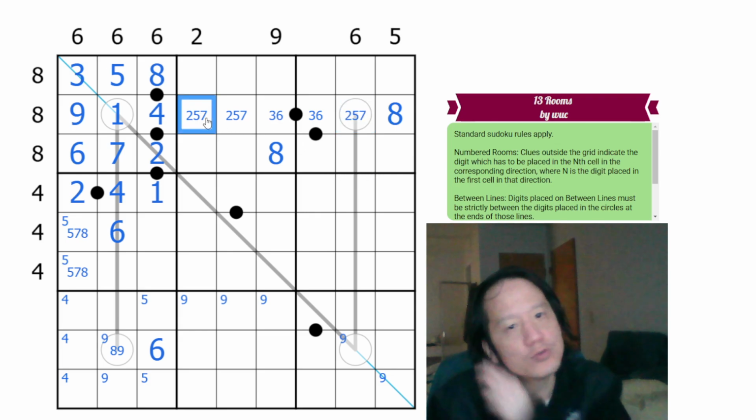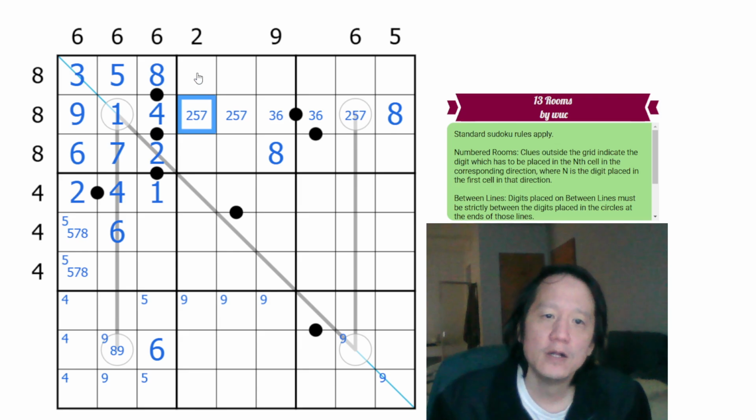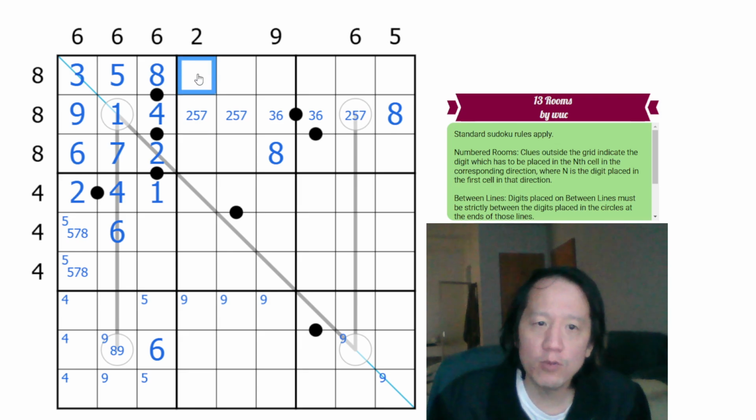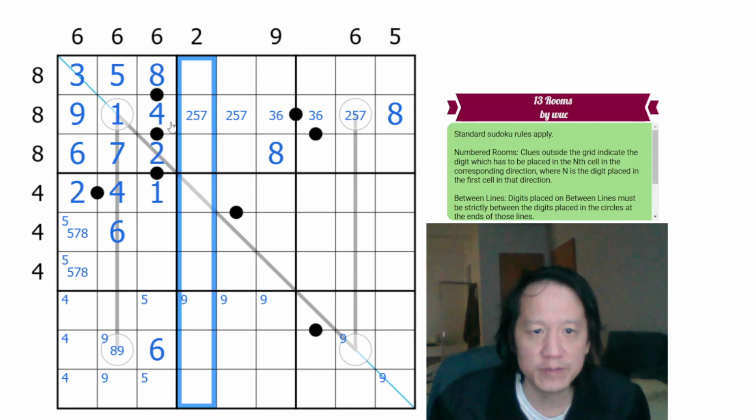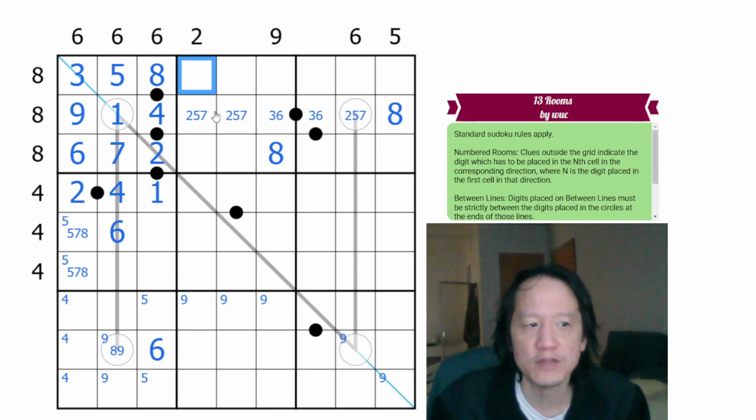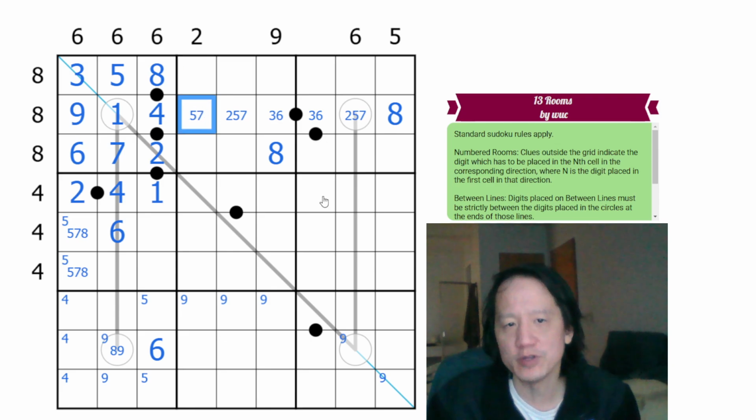However, if the 2 were here, what would this numbered digit have to be? The 2 would be in the second spot, but we already have a 2 in the column, so you can't put a 2 in the first cell. So this can never be 2.